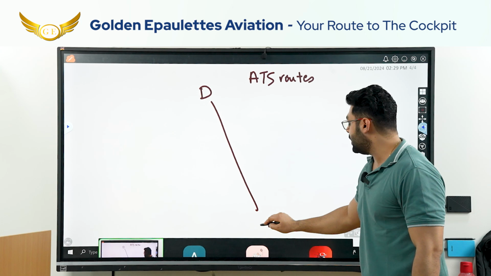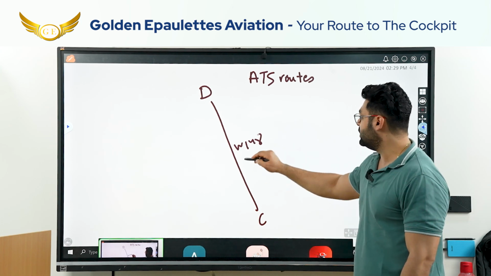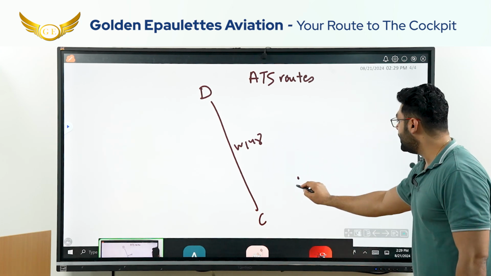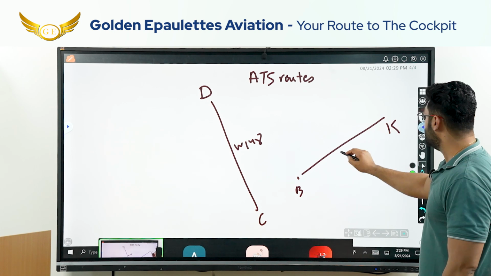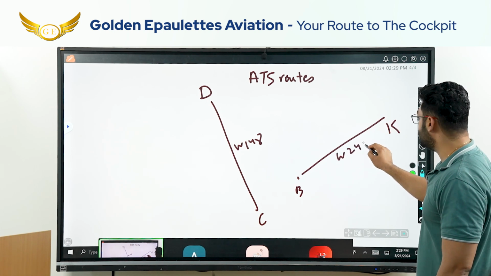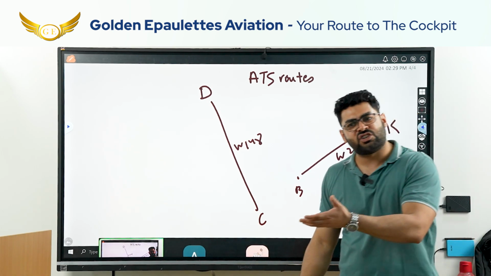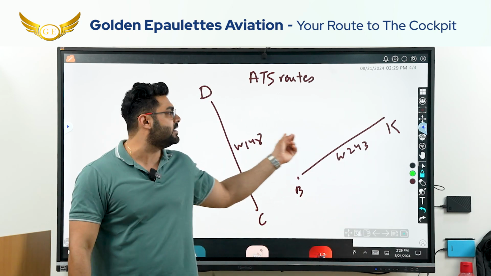Delhi to Chennai, Whiskey 148. They are named like this. Bombay to Kolkata, Whiskey 243. Just like highways like NH8, NH21. Similarly, we have ATS routes.